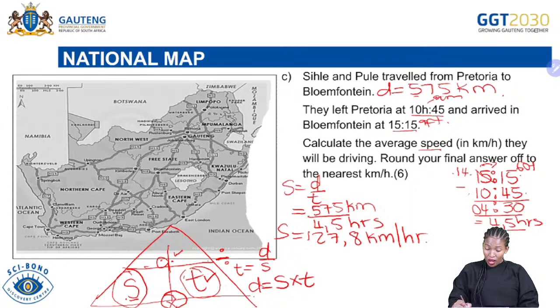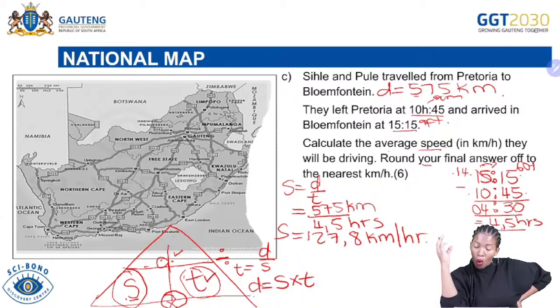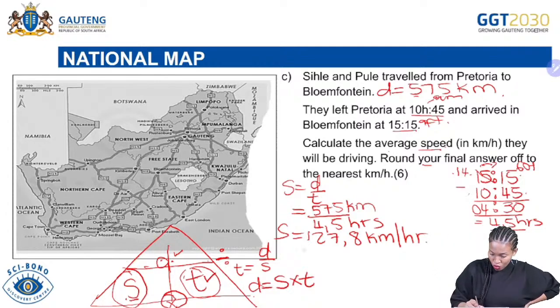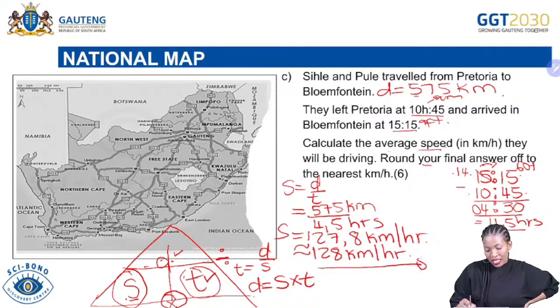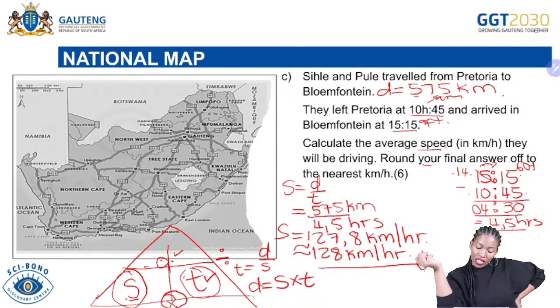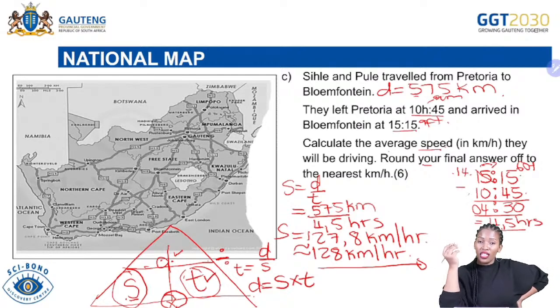Did we answer the question? Let us check. They said calculate the average speed in kilometers per hour, and then you must round your final answer to the nearest kilometer. And I said when they say to the nearest something, it means they want the answer as a whole number. So this one, to the nearest kilometer, it is actually 128 kilometers per hour.